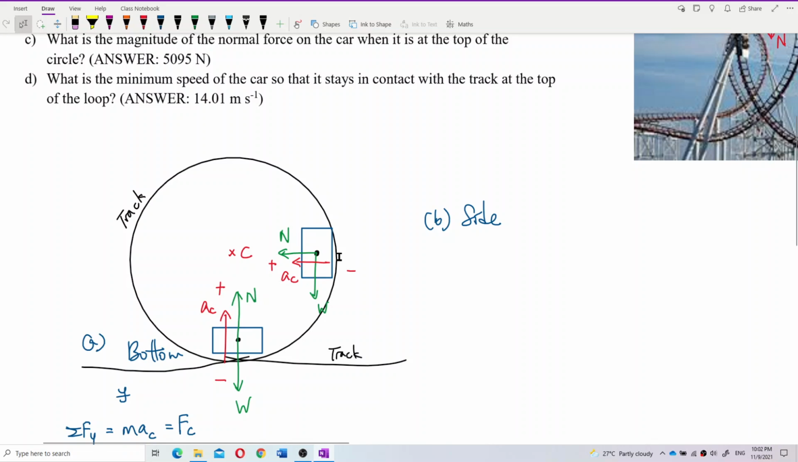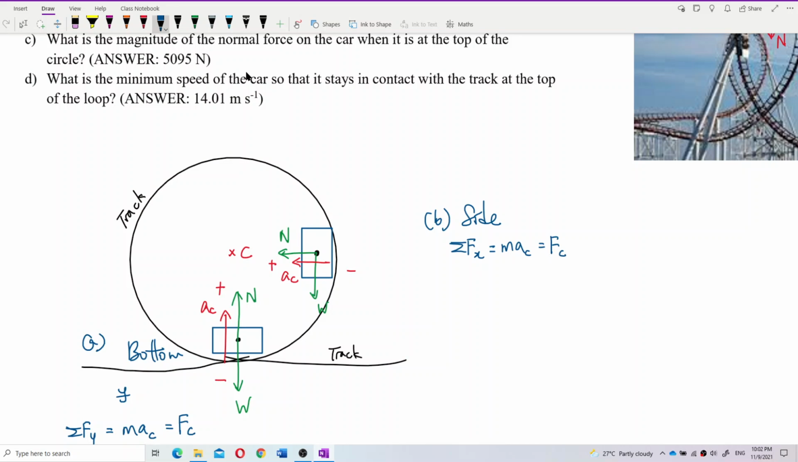So at the side here, we use what component? We use the x component. Why do we use the x component? Because the x component has the centripetal acceleration. So this is total Fx equal to ma_c, which is the centripetal force.